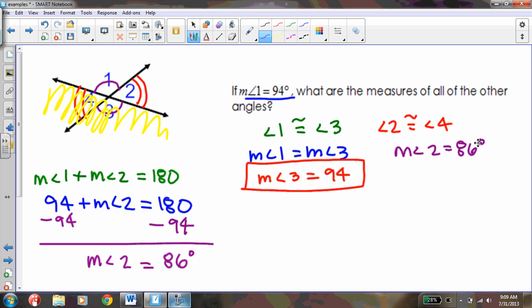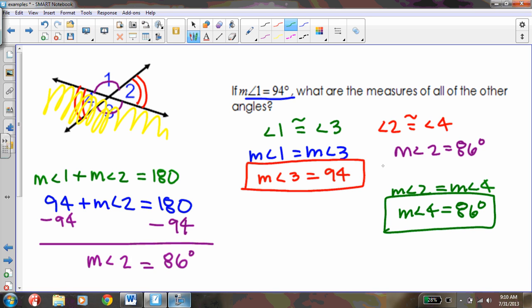So then, I can now determine the measure of angle 4. Since angle 2 is congruent to angle 4, that means that the measure of angle 2 has to be equal to the measure of angle 4. So if the measure of angle 2 is 86, then the measure of angle 4 also has to be 86 degrees. And I have found the measures of all of the angles in this particular picture.